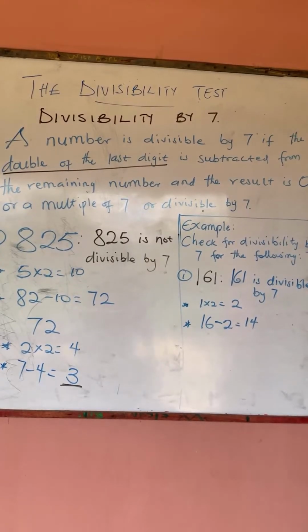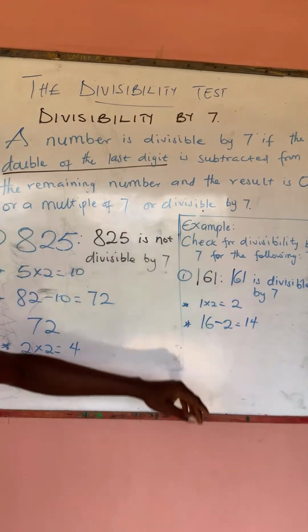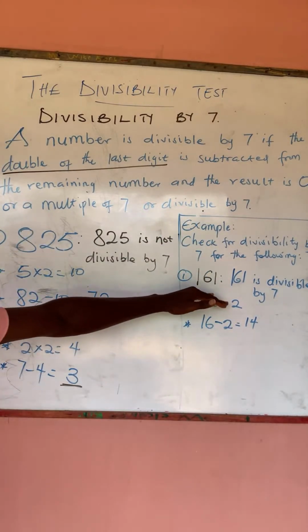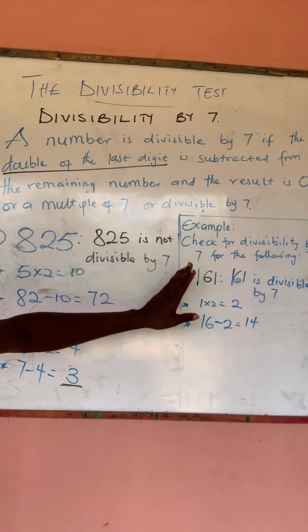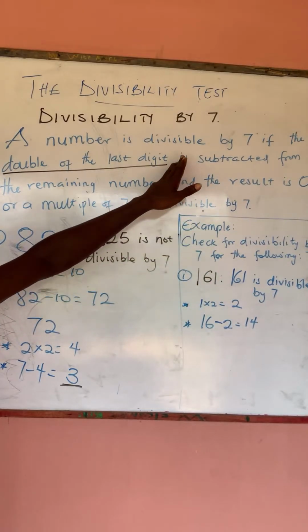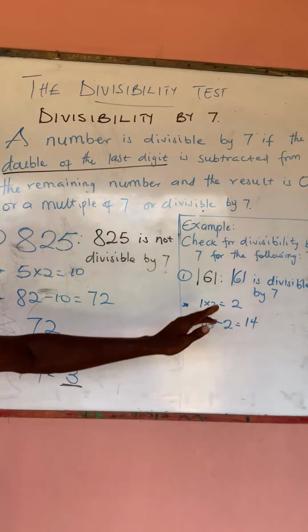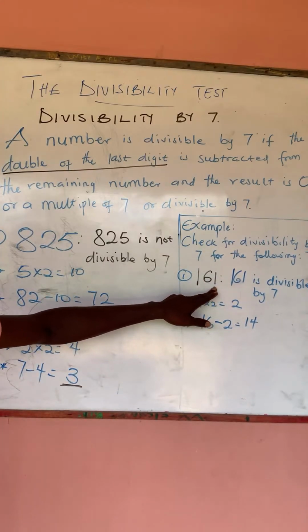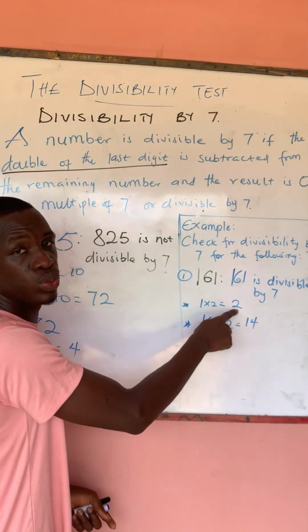So let me go over what we have done so far so that we can catch up. We're looking at divisibility by 7. We started with our first example, 161. For the rule for divisibility by 7, first of all, double the last digit. So we multiply 1 by 2 to give us 2.